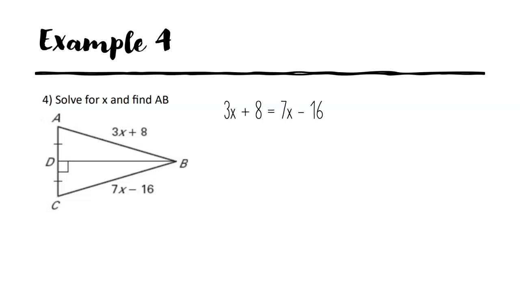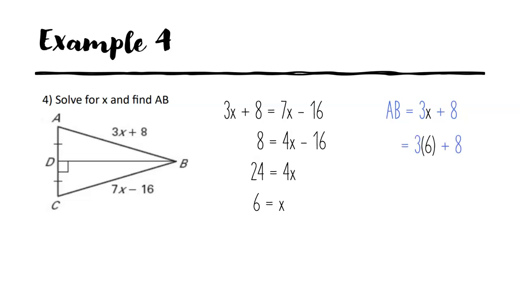So in example 4, I know that DB is the angle bisector, which means that AB and BC have to be the same length. I set them equal to each other, and then I subtract 3x, then I add 16, and then I divide by 4, so x is equal to 6. Once I know x is equal to 6, I can use that fact to find AB, because AB is 3x plus 8. I can plug 6 in, so AB is 3 times 6 plus 8, or 18 plus 8, which is 26.